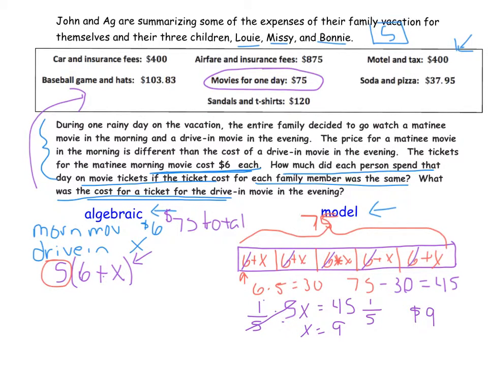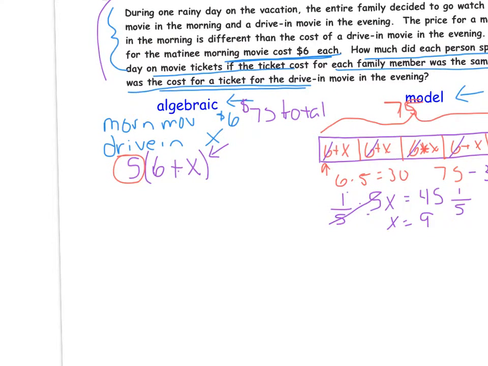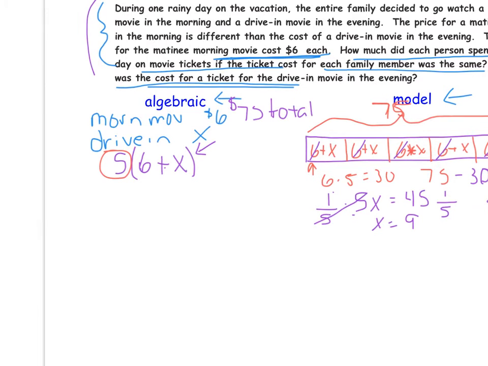Now let's use the algebraic way. We know that in total they spent $75. So we could do this problem a few different ways, at least 2. We can use the distributive property to simplify. Remember, order of operations, when you're solving an equation, you have to work backwards. So we want to simplify this first. So 5 times 6 is 30. 5 times x is 5x equals 75.